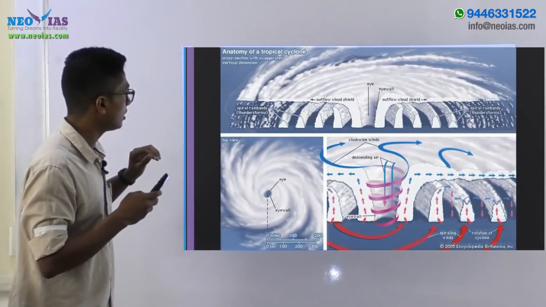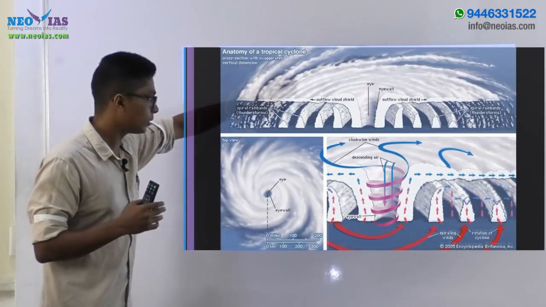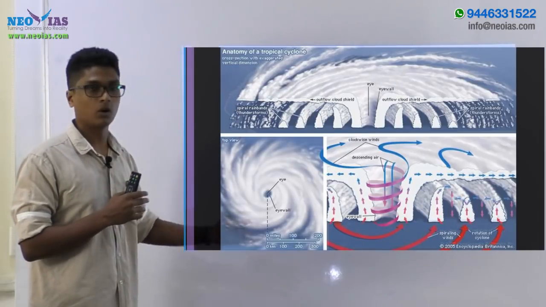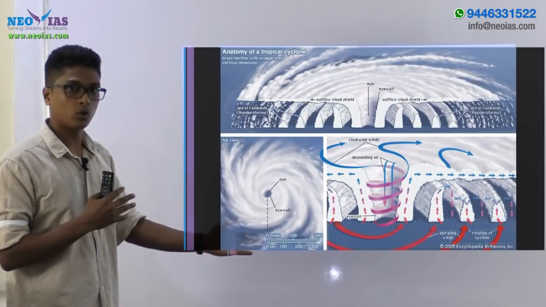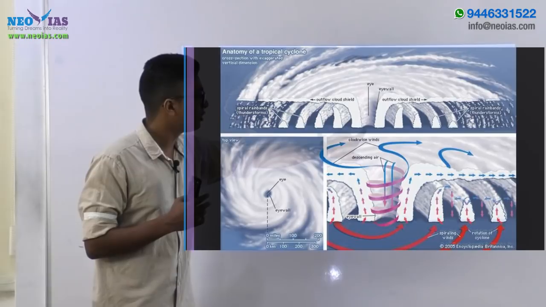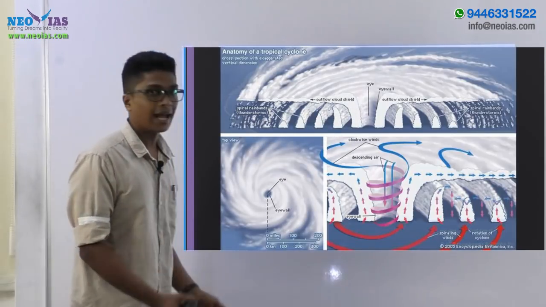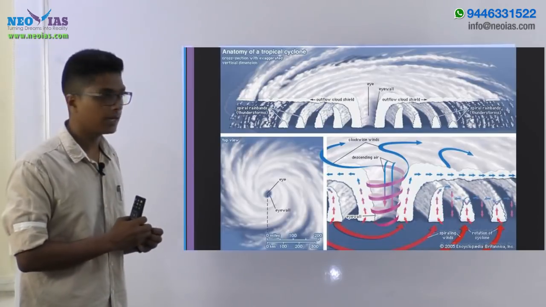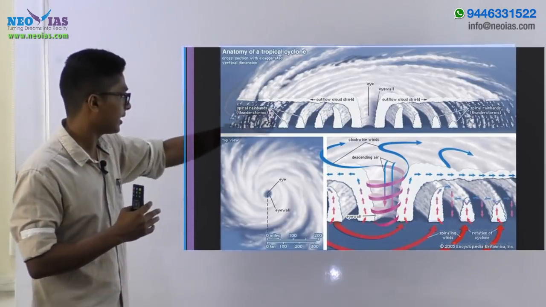In this picture, you can see three different pictures are given here. The first one is a vertical section of a tropical cyclone. If you take a vertical section of a tropical cyclone, we can see it like this: at the center we have the region called the eye, and surrounding that we have ascending movement of wind, right? And that creates very dense cloud cover, as you can see here in the picture.